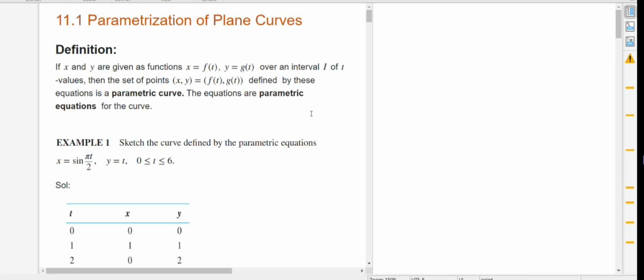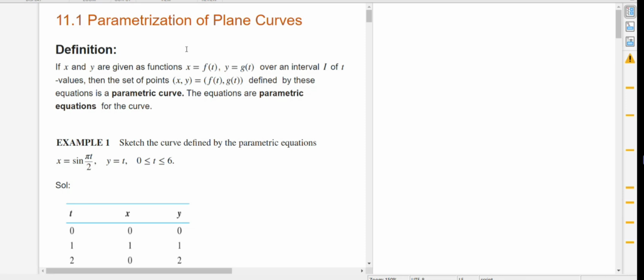So let me just start the course. We start from chapter 11 and we will finish this course in chapter 16. It will take some time to finish the course, but we will start it anyway.